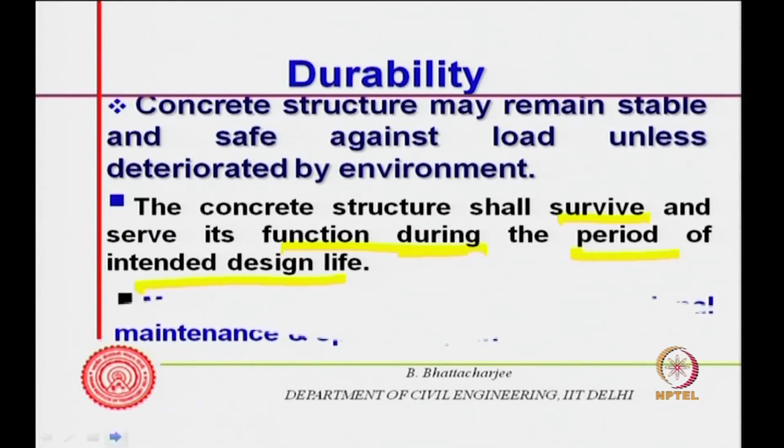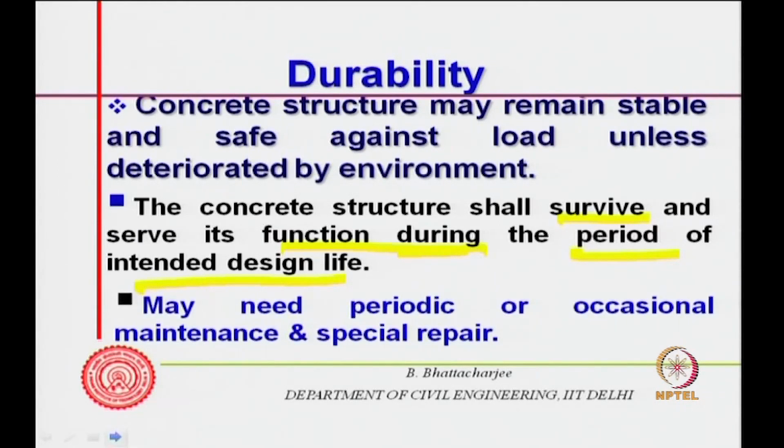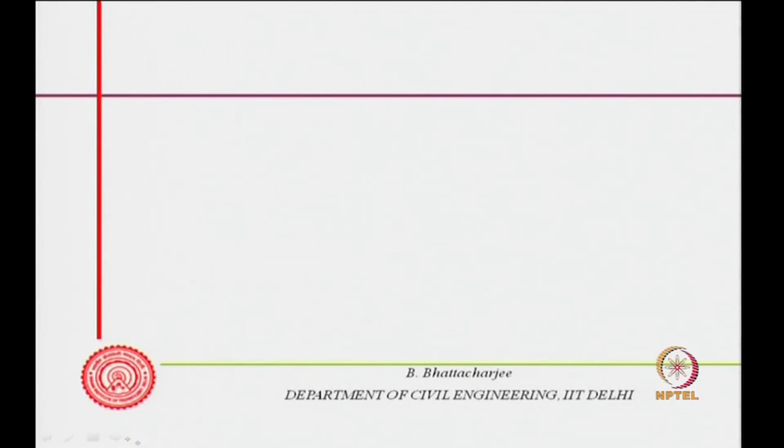So, it should be able to carry out the function, but you cannot rule out periodic or occasional maintenance and special repair, because the environment may affect it. When it is not able to perform its function as desired, then you may have to do periodic or occasional maintenance and special repairs.